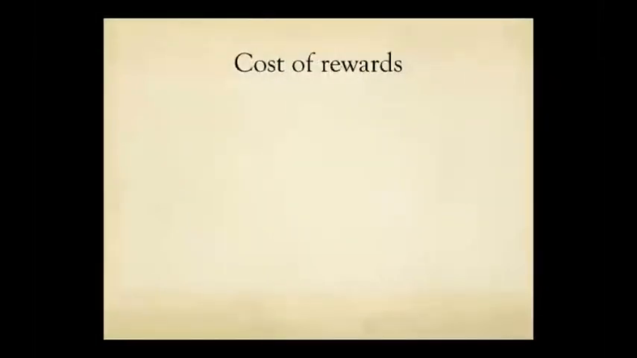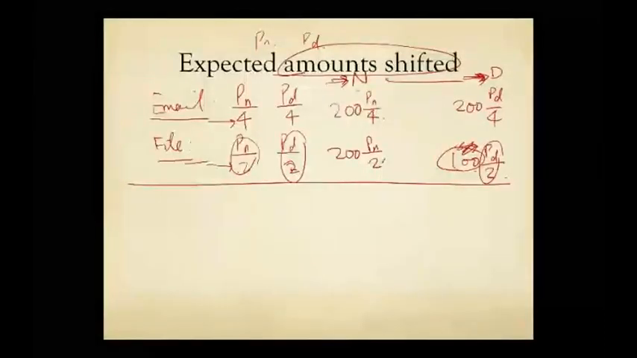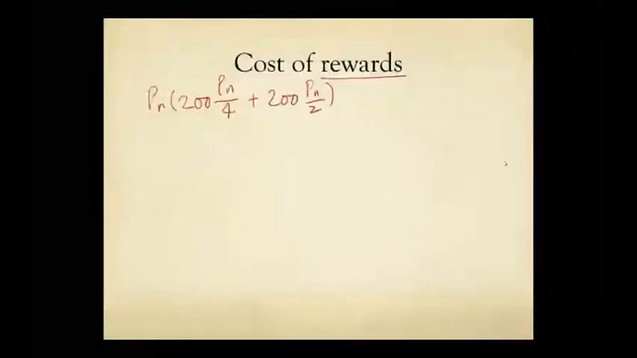The cost of reward is simply the following. For nighttime, it is the unit reward Pn times the amount of traffic expecting reward. What is that? I'm simply adding these 2 terms here. Similarly, I'm going to add up these 2 terms and multiply by the daytime reward.